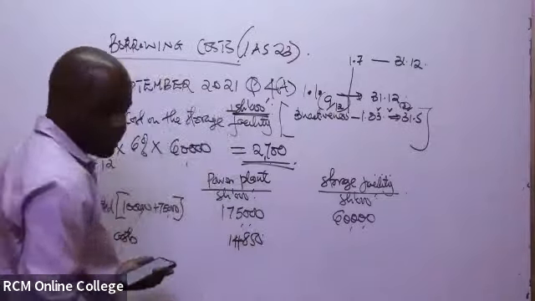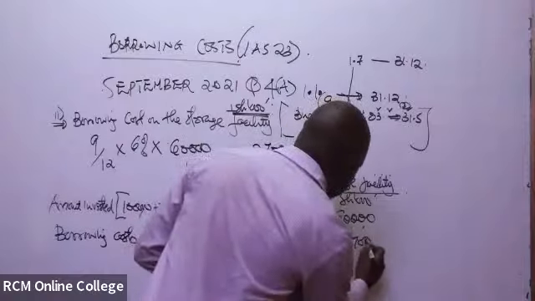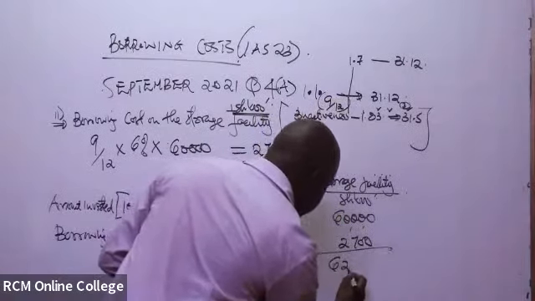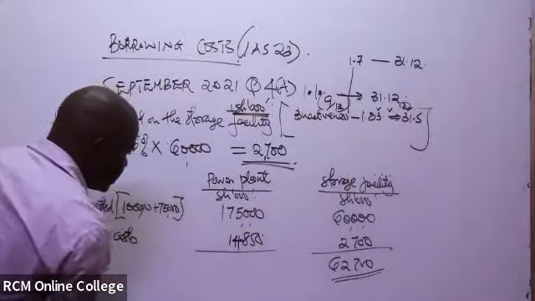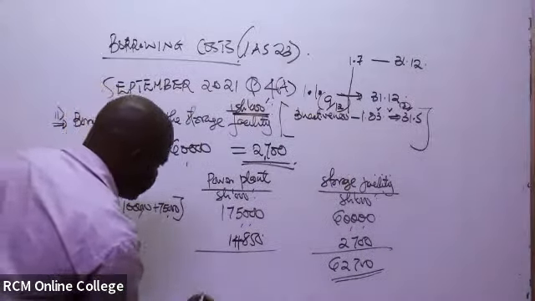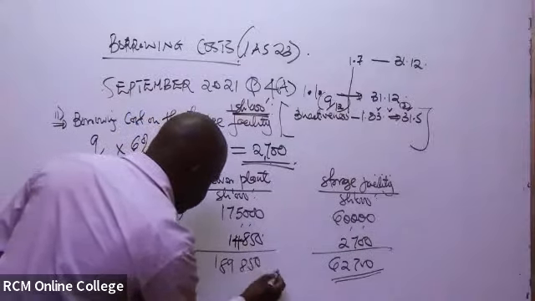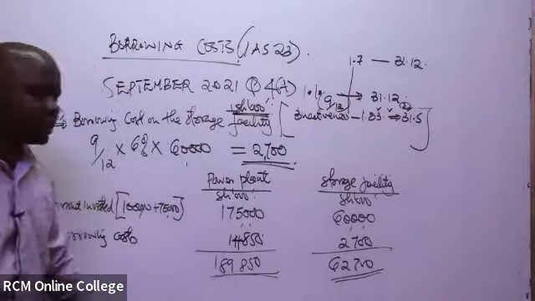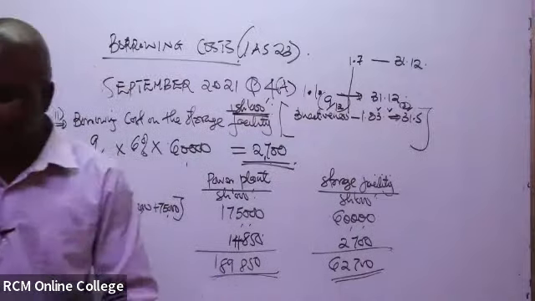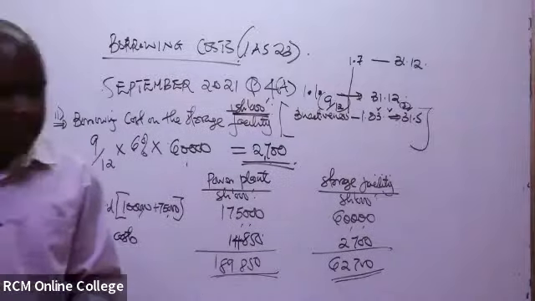And this one, it has been 2,700,000. So you'll be able to get 62,700. And of course, this one, you'll be able to get 189,850. So at the end of the year, they'll be able to move these amounts to the statement of financial position as the value of the asset.